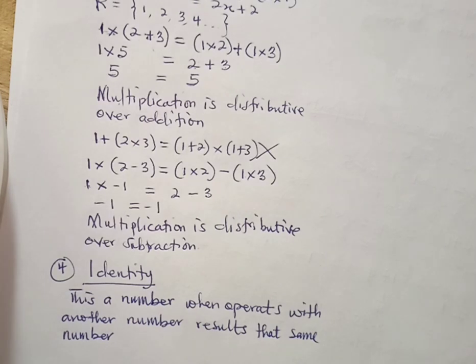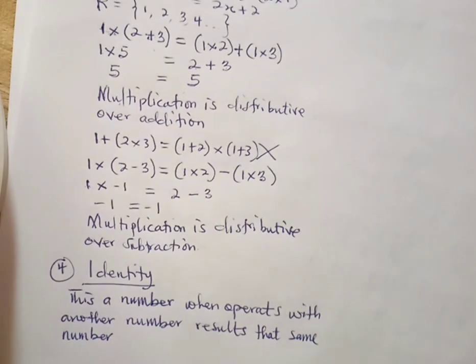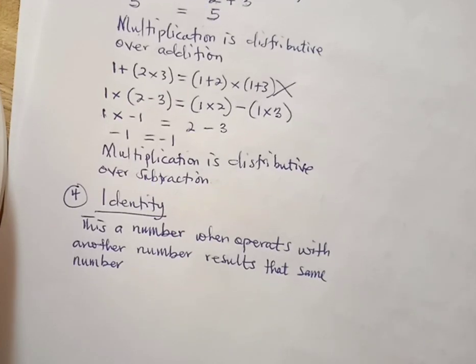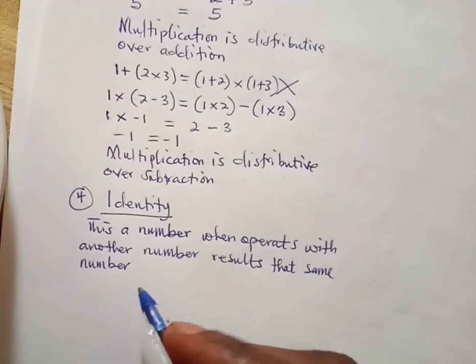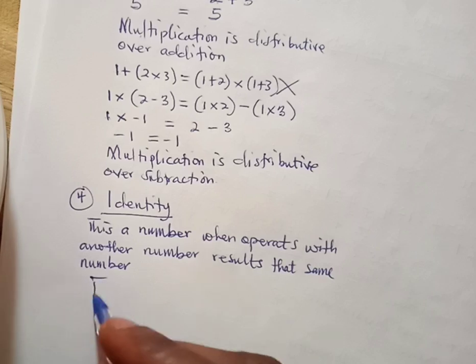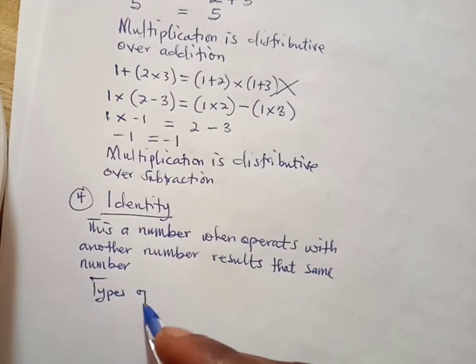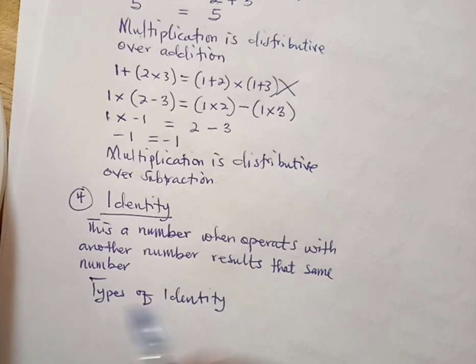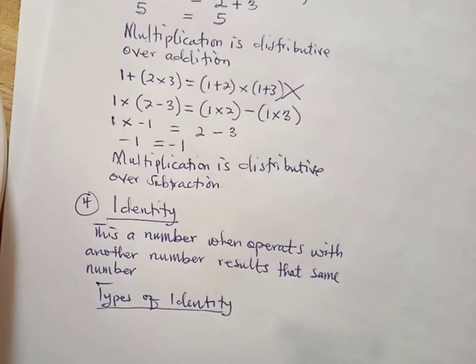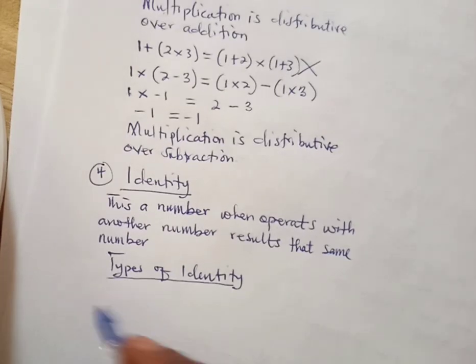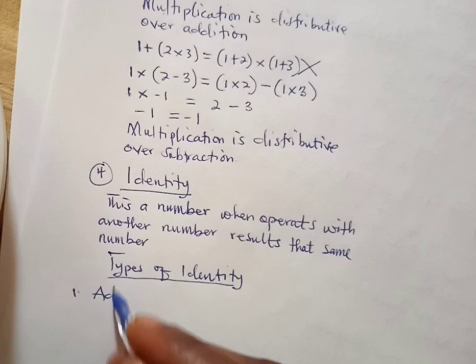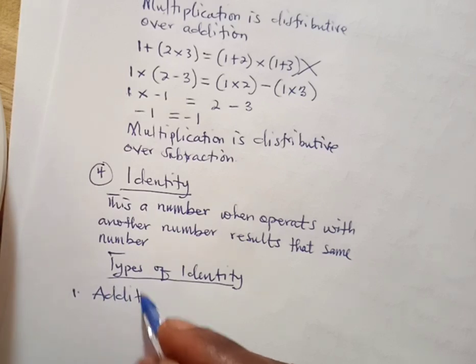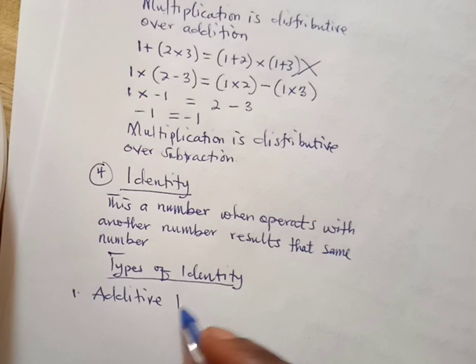So that is identity. But before we look at those numbers, let's talk about the two main types of identity. So we have types of identity. All right. So for the types of identity, we have one being what? Additive identity.